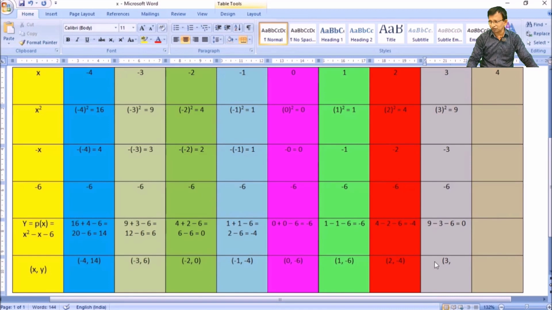Next, come to the 10th column. If x equals 4, then x squared is equal to 4 squared, which is equal to 16, and minus x equals minus 4, and the third term is minus 6. By adding these three terms, you will get 16 minus 4 minus 6, that is equal to 12 minus 6, which equals 6. So the point is (4, 6).